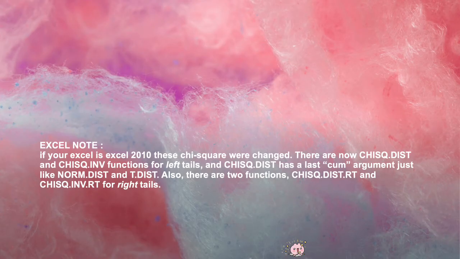Excel note: if your Excel is Excel 2010, the chi-square function names change. There are now CHISQ.DIST and CHISQ.INV functions for the left tails, and CHISQ.DIST has a last argument just like NORM.DIST and T.DIST. Also, there are two functions, CHISQ.DIST.RT and CHISQ.INV.RT, for right tails.